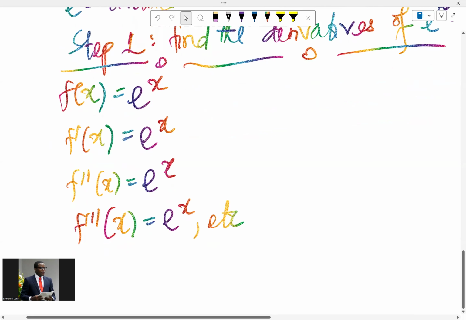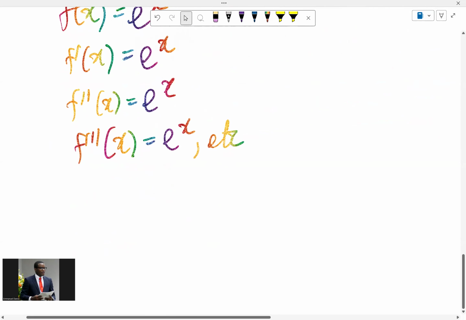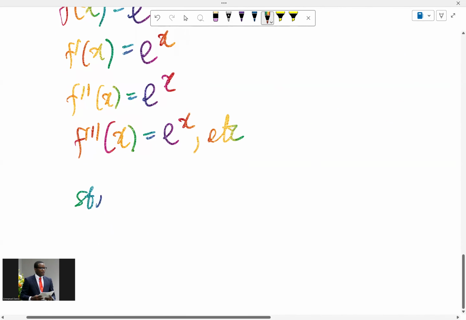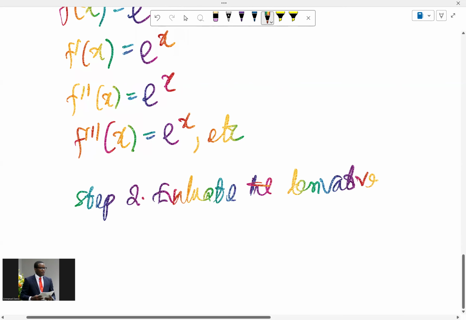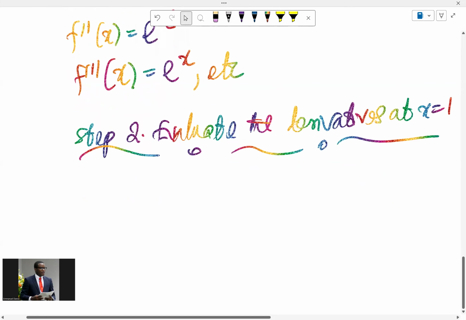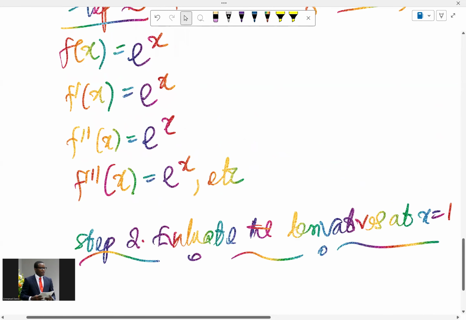So the next thing is to evaluate the derivatives at x equals 1. Step 2, the center is 1, which we are given. Step 2, evaluate the derivatives at x equals 1. Okay? At x equals 1. So of course you already know that f of x is e raised to power x.